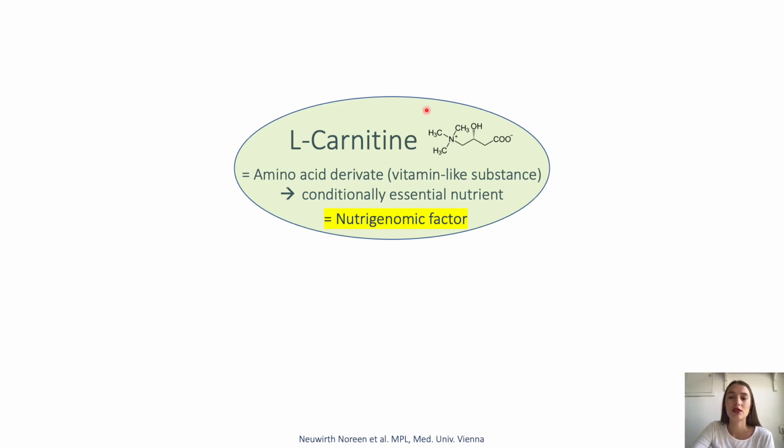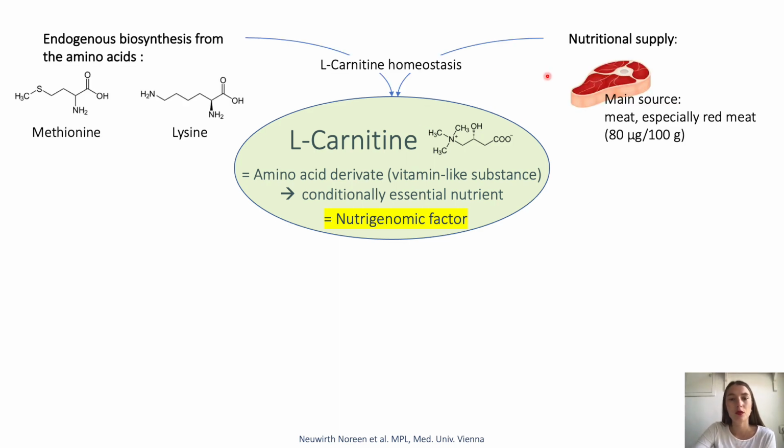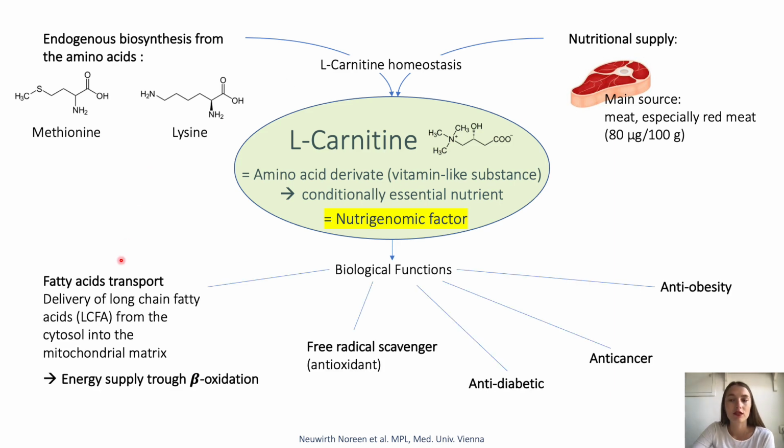The largest amount is obtained through carnitine-containing foods, with meat being the main source. Besides the nutritional supply, our endogenous biosynthesis accounts for about 25% of our L-carnitine requirements. It has multiple biological functions. The most important one for this science flash is the involvement of carnitine in the energy metabolism, as it is crucial for the transport of long-chain fatty acids from the cytosol into the mitochondrial matrix, and thereby carnitine plays a pivotal role for the energy supply through beta oxidation.